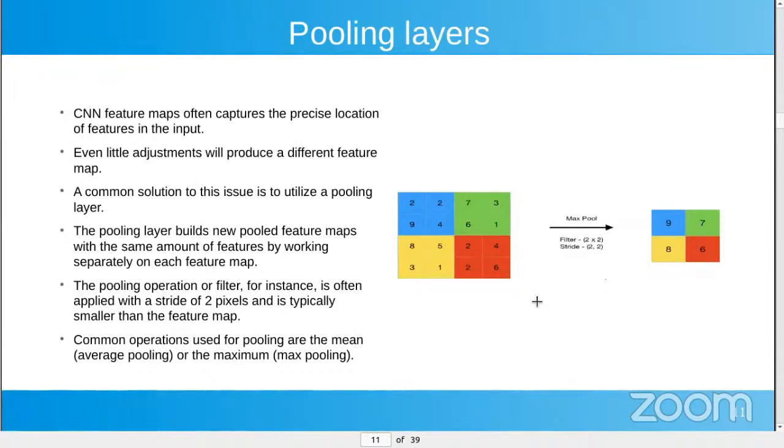So one problem with this is that feature maps capture the precise location of features in the input, and so even a little adjustment will produce a different feature map. To avoid this problem you can use a pooling layer, which essentially works by obtaining the maximum or the mean of the numbers inside a matrix, which can be 2 by 2 or more. And this will allow you to smooth out the result of the feature map and make it less dependent on the precise location of the features.